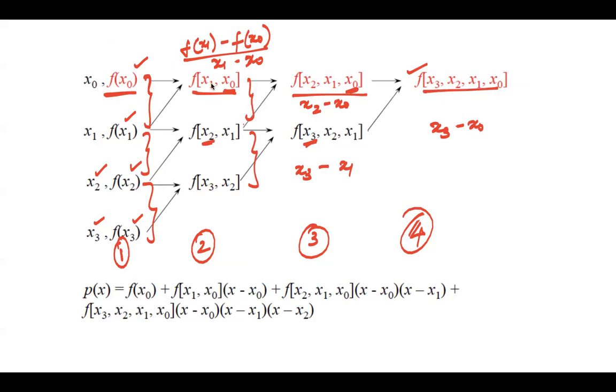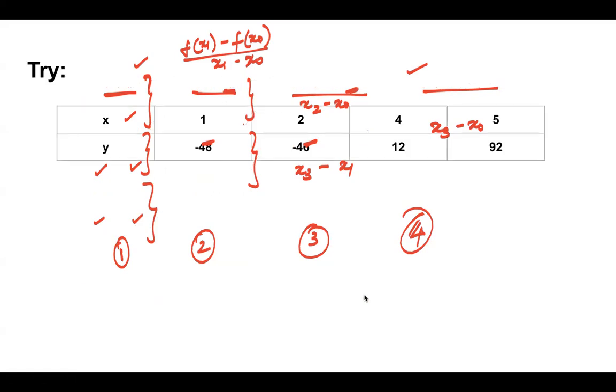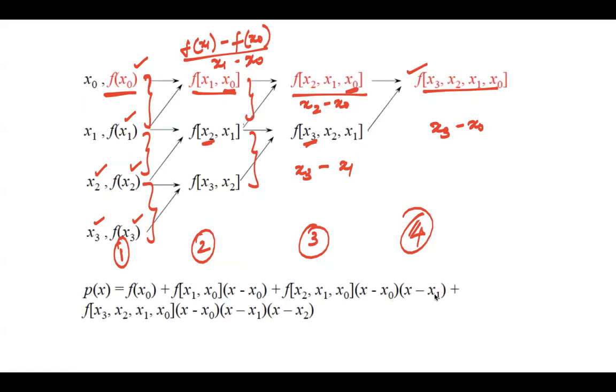F of x0, f of x1, x0, f of x2, x1, x0, f of x3, x2, x1, x0. These terms are the coefficients. And to the coefficients, you have to multiply something. What do you multiply? With f of x0, you don't have to multiply anything. With this term, f of x1, x0, you multiply x minus x0. Okay, that is this entry, x minus x0. To the next entry, you have to multiply x minus x0 multiplied by x minus x1.